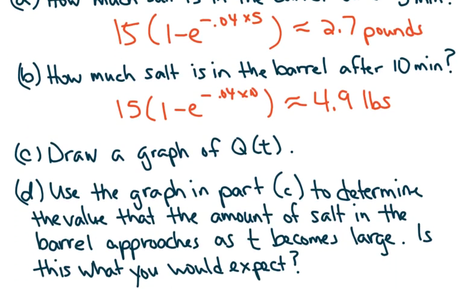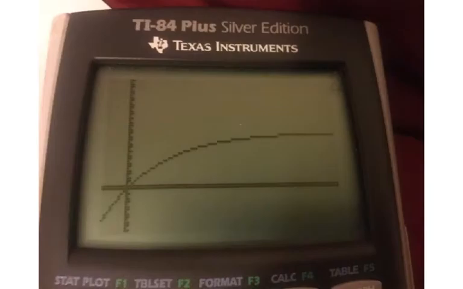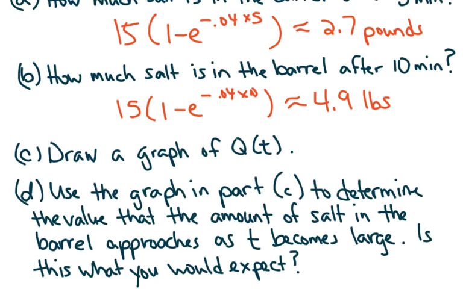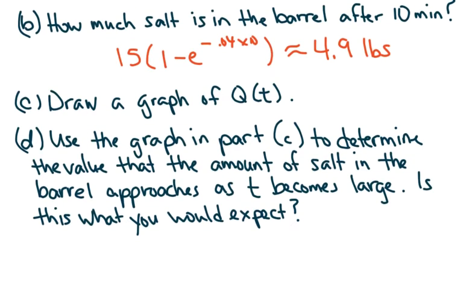Part C says draw a graph of Q of t. Well, I just graphed it in my calculator and I got this. Basically what happened is I had to change my window setting. What I want you to know is the graph is going up like this, right? And that kind of levels off. And the reason I want you to notice that is because in Part C, it says use the graph in Part C to determine the value that the amount of salt in the barrel approaches as t becomes large. Is this what you would expect?